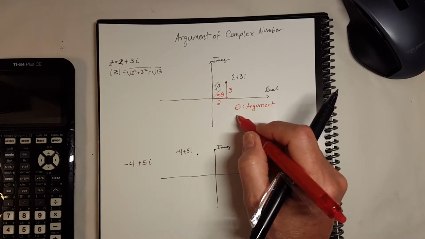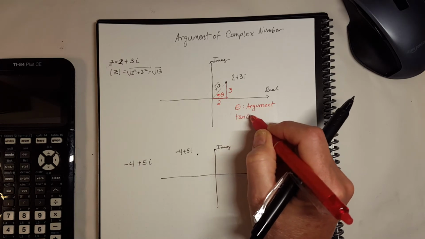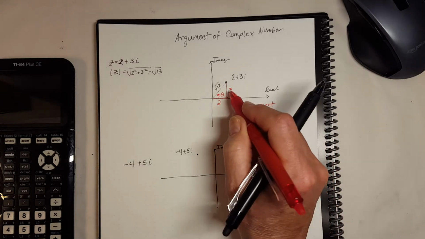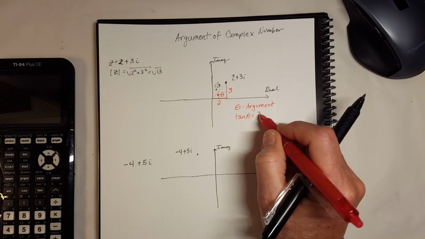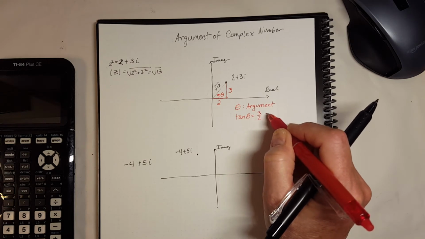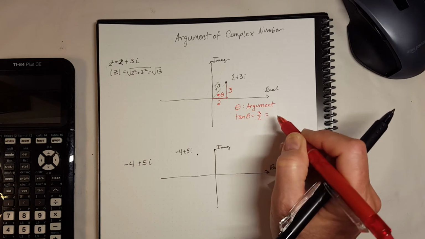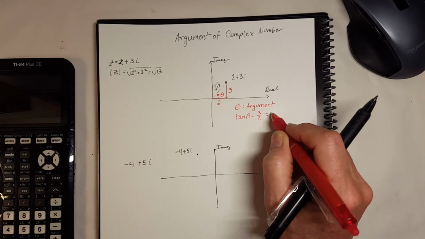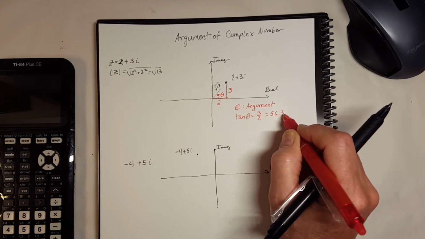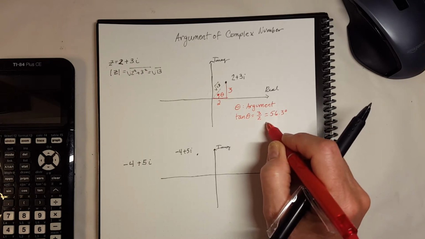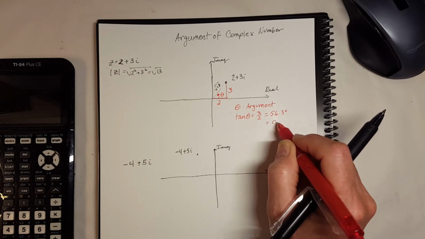But we get it the same way. We would say tangent of theta, we calculate it by doing opposite over adjacent, 3 over 2. And when we do that, we get that the angle is equal to 56.3 degrees. Or if you want, you can do it in radians, which is 0.98 radians.